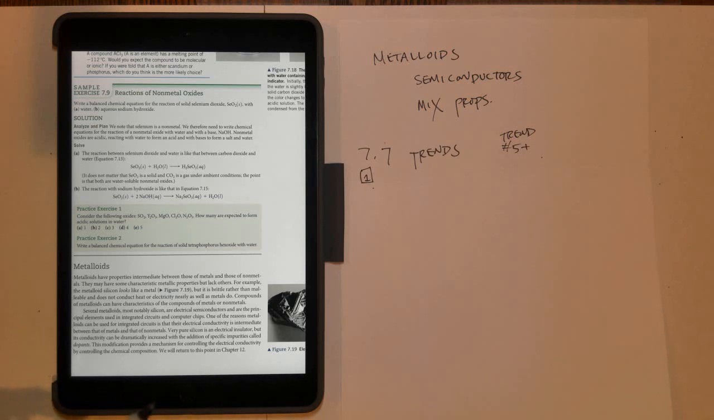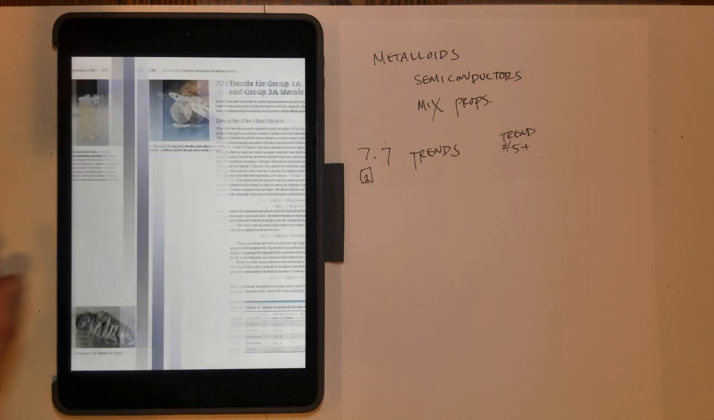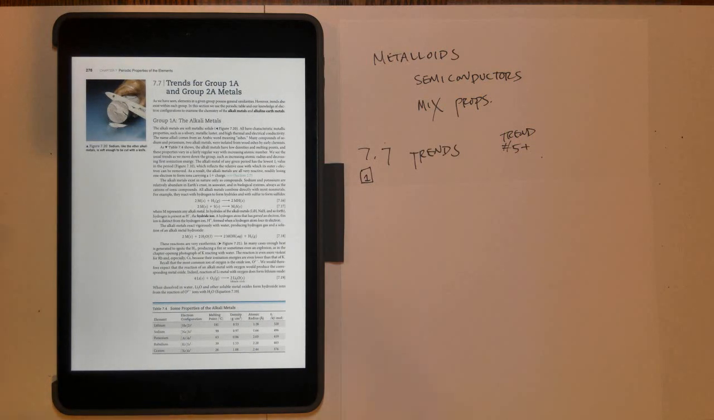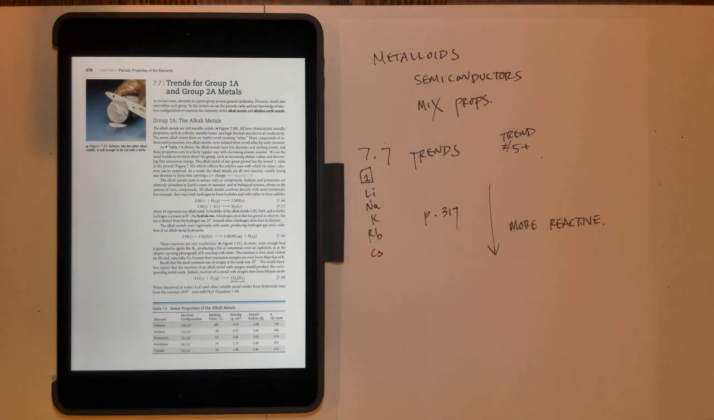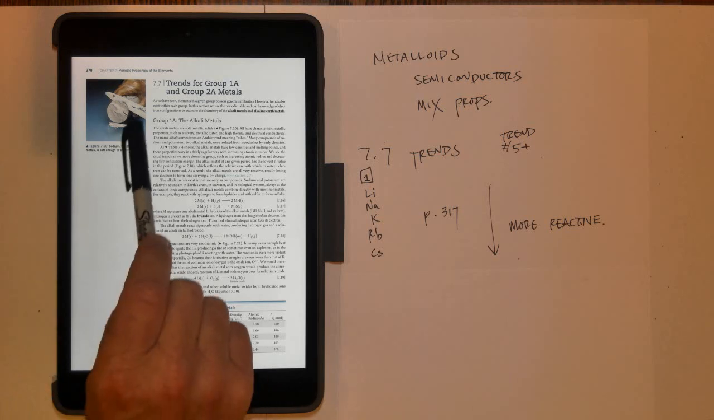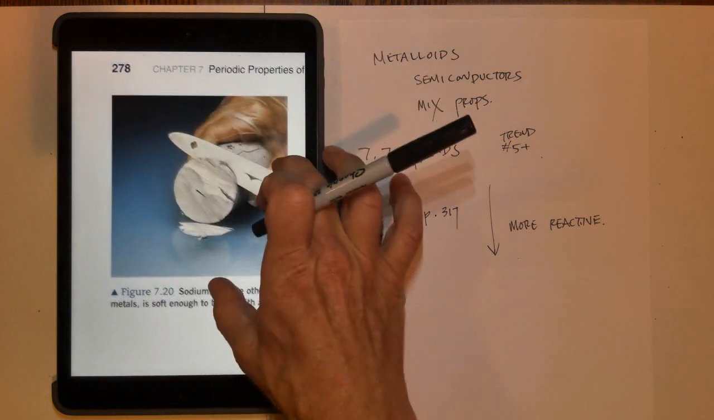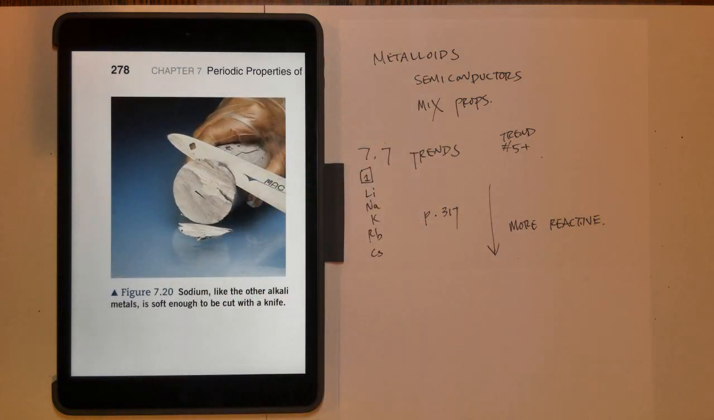All right, let's zoom in at section 7.7, some trends for the group 1 metals and the group 2 metals. So group 1 is called the alkali metals, and I've got them listed right here: lithium, sodium, potassium, rubidium, and cesium. And they're all shiny metals that are actually soft. You can actually cut them with a knife. You can see this is sodium right here, and it's being cut with a knife.